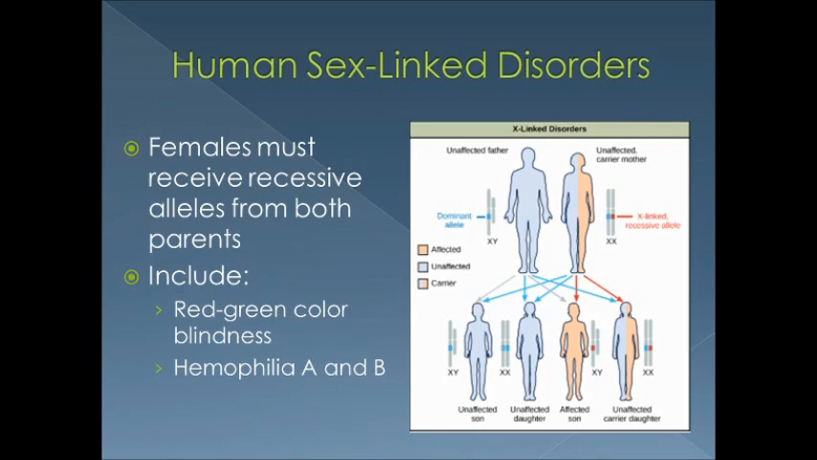Some of the common sex-linked disorders are red-green color blindness. You'll see this a lot more in men. And hemophilia A and B, which are bleeding disorders. Oftentimes, the female child will go on to be a carrier and she won't know it, because if she received it from her mother and her father didn't have any traits, then she will not express any of those symptoms of the disease.